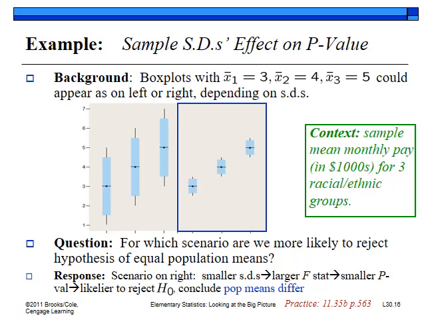Because on the right, we have smaller standard deviations, which means we have a larger F statistic, which means we have a smaller p-value, which makes us more likely to reject the null hypothesis. The one on the right will probably conclude that the population means are different.